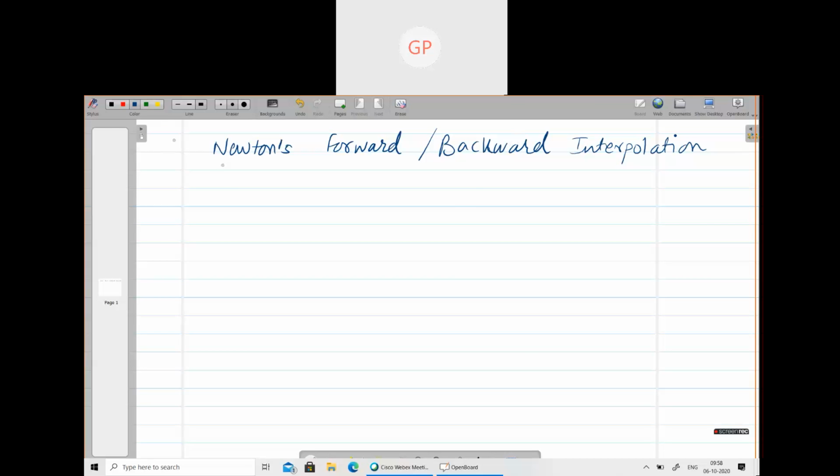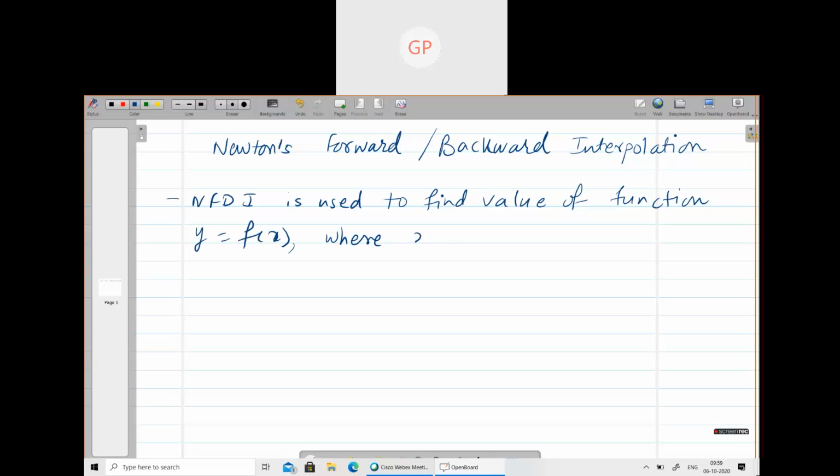So I hope there is no problem regarding Newton's forward backward interpolation, right? Newton's forward difference interpolation is used to find the value of the function y equal to f(x), where x lies at the beginning of the data.